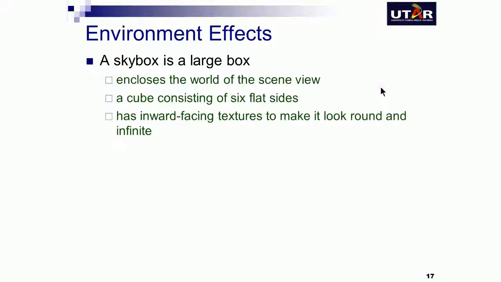The skybox is a large box that encloses the world of the scene view, and it's a cube consisting of 6 flat sides with inward-facing textures to make it look round and infinite. The best way to think of a skybox is like you're putting a terrain into this large thing that encloses it, like the sky. For example, if you are on the face of the earth, then the sky is as though it's a large box that's enclosing everybody who is living on the face of the earth. So we think of the terrain as a smaller piece of the earth, then the skybox is like the smaller piece of the sky that you can see when you look up from the terrain. Okay.